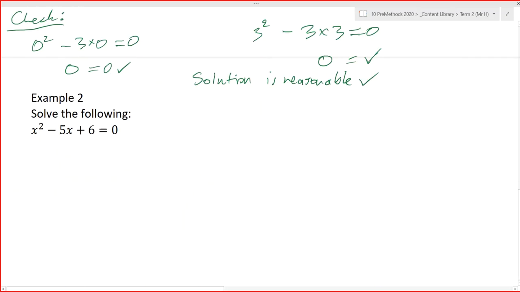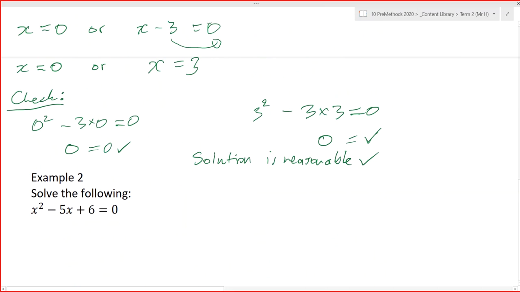Confused? I'm going to do it all again. So we've got to use the AC method. What's AC for this one? A times C is positive 6, and B is negative 5. So what two numbers multiply to get positive 6 and add to get negative 5? Negative 3 times negative 2 is positive 6, and negative 3 plus negative 2 is negative 5.